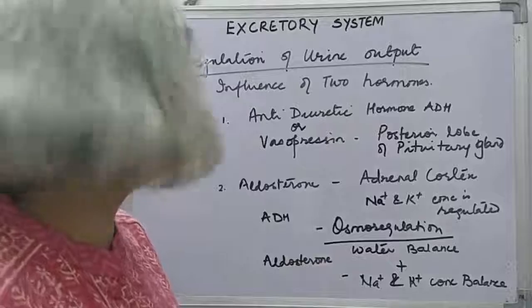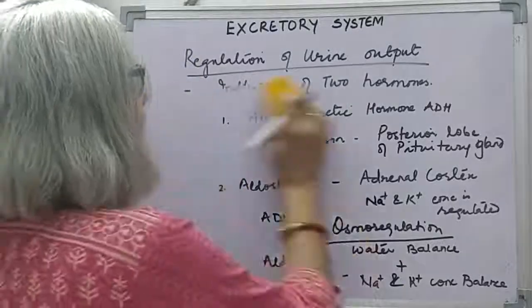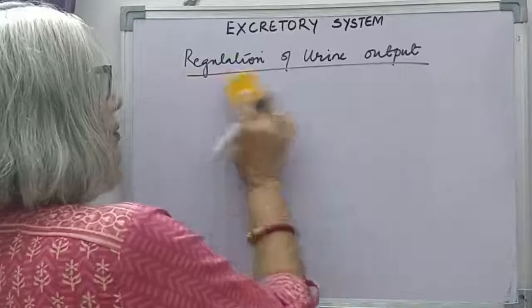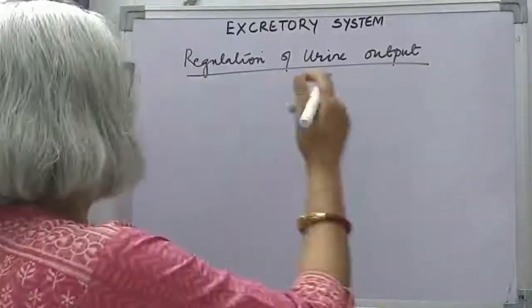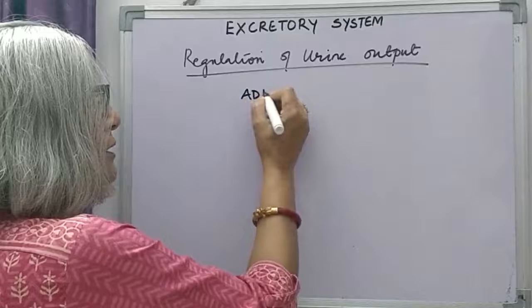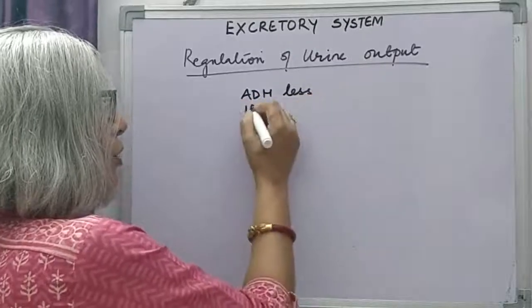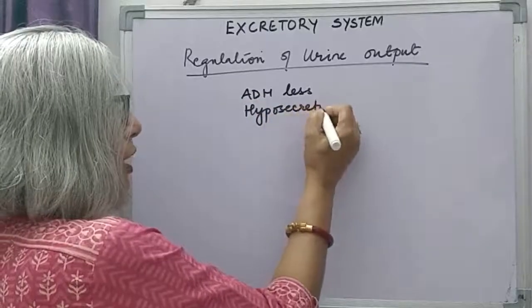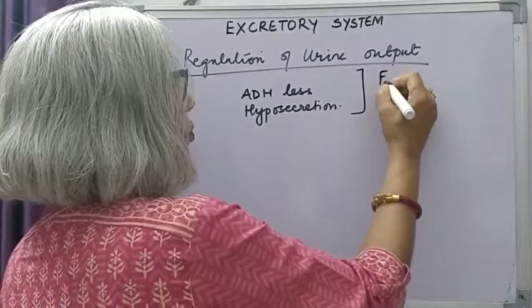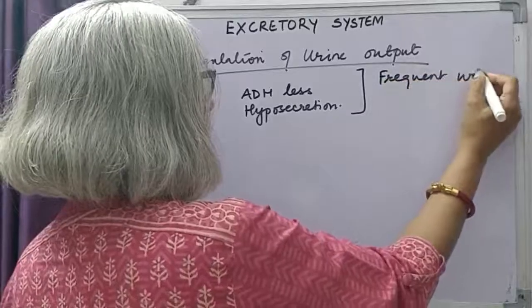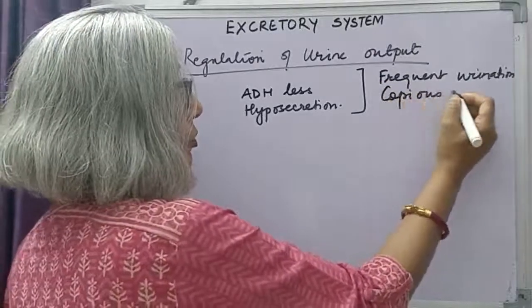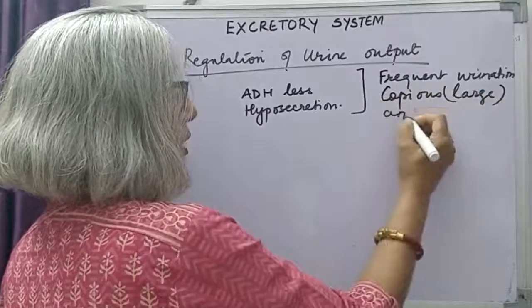So here I would like to explain one more thing to you, that is how concentration of or amount of ADH produced by the posterior lobe of the pituitary gland influences the output of urine, and if ADH secreted is less, or we also say hyposecretion of antidiuretic hormone or vasopressin, leads to frequent urination, because more water has to be removed, copious amounts of, or copious means large amount of urine is excreted.